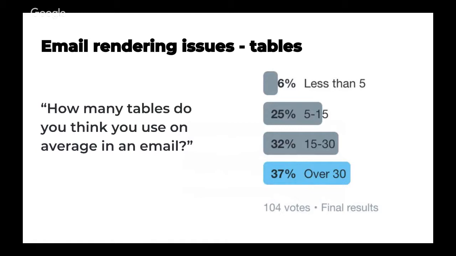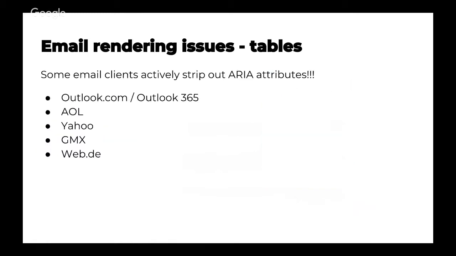So that fixes it, you putting that in. However, it's not quite that simple. This is email, and email is never simple. Some email clients actually actively remove all ARIA attributes and all role attributes. So we're back to square one. These tables are now rendering as tables again. Something like Outlook.com, Outlook 365 will remove that, as does AOL, Yahoo, GMX, and Web.de.